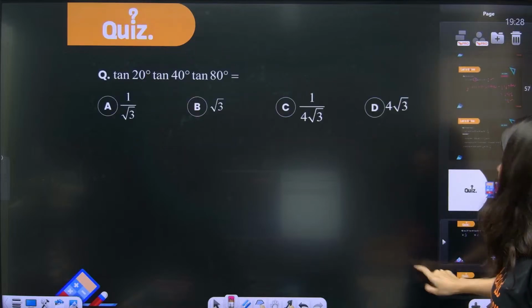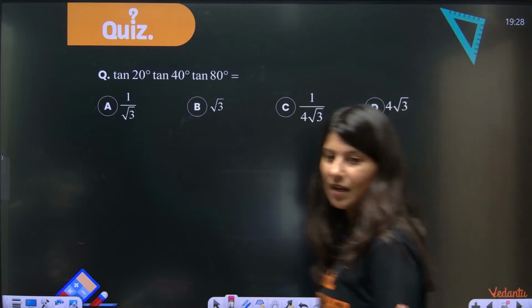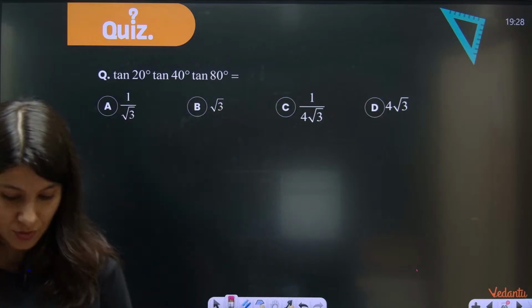Chalo, let me give you a quiz and I want all of you to solve this question now.